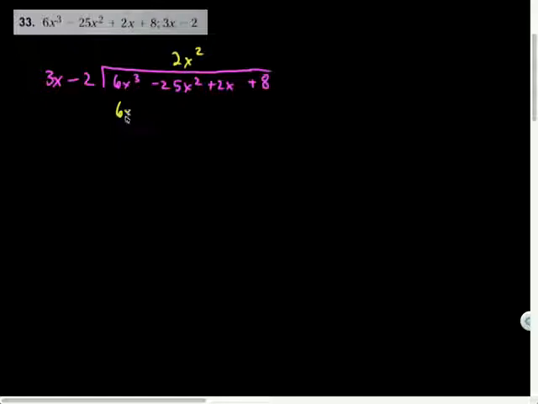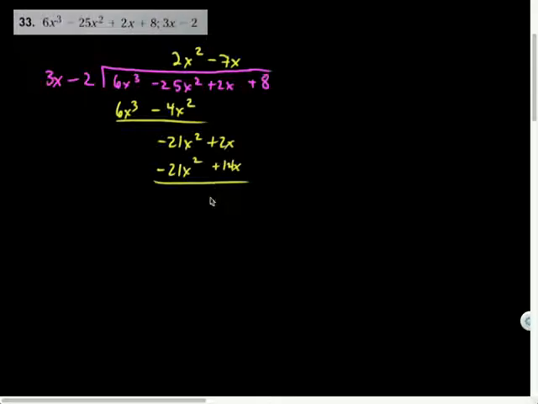Multiply, that's 6x cubed and minus 4x squared. Subtract, that cancels out. That's going to be negative 21x squared with the whole double negative thing going on there. And bring down the plus 2x. Divide again, leading term by leading term. That's going to be what? Minus 7x, if I'm not mistaken. Right? Multiply is going to be negative 21x squared and plus 14x.